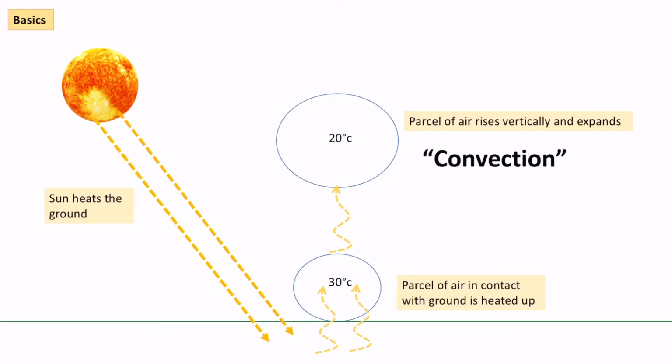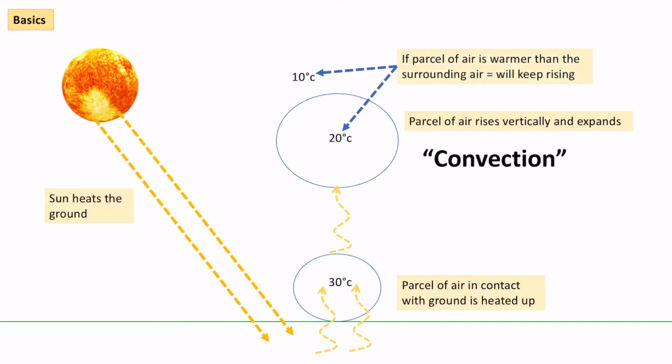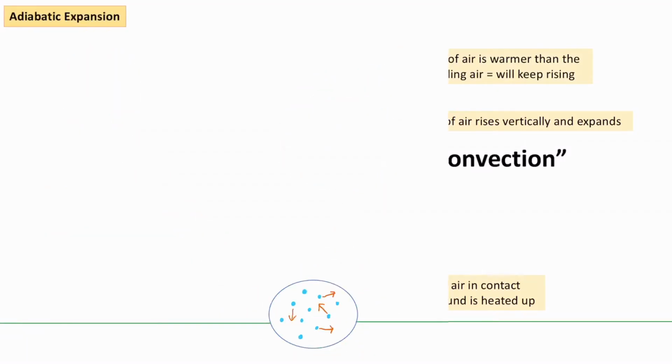You get convection in lots of other things, but here we're thinking about a parcel of air being heated up, rising vertically through the air and expanding. And if that parcel of air is warmer than the surrounding air, so the surrounding air here is 10 degrees and that parcel is 20 degrees C, it will continue to rise. So that's the basics of what happens when we heat up parcels of air through convection, and what will happen to the air in relation to the temperatures around it.